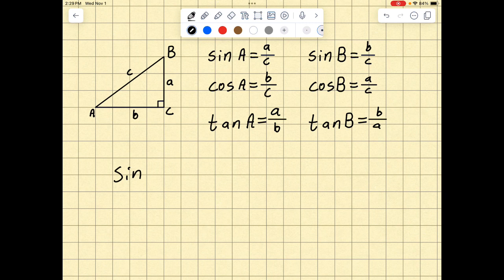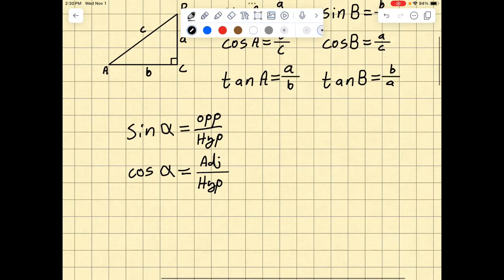So sine of some angle. In order to avoid confusion, we'll say alpha, which we don't have in our diagram. The sine of an angle alpha is the opposite over the hypotenuse. The cosine of an angle alpha is the adjacent side over the hypotenuse. And the tangent of an angle alpha is the opposite over the adjacent.